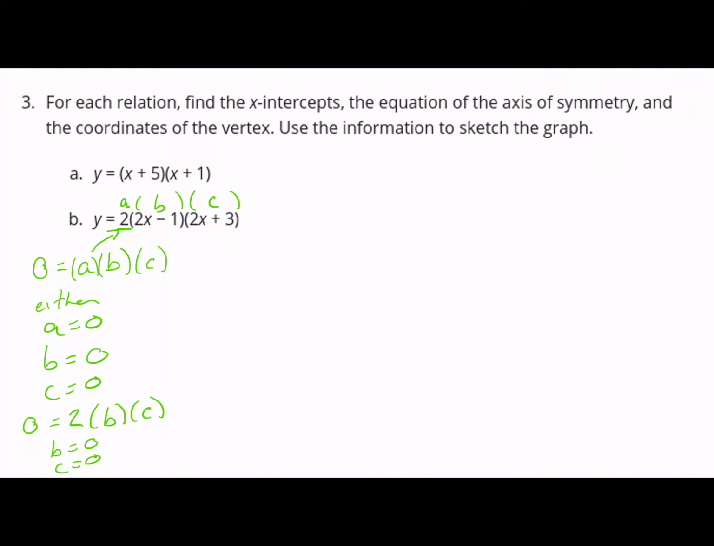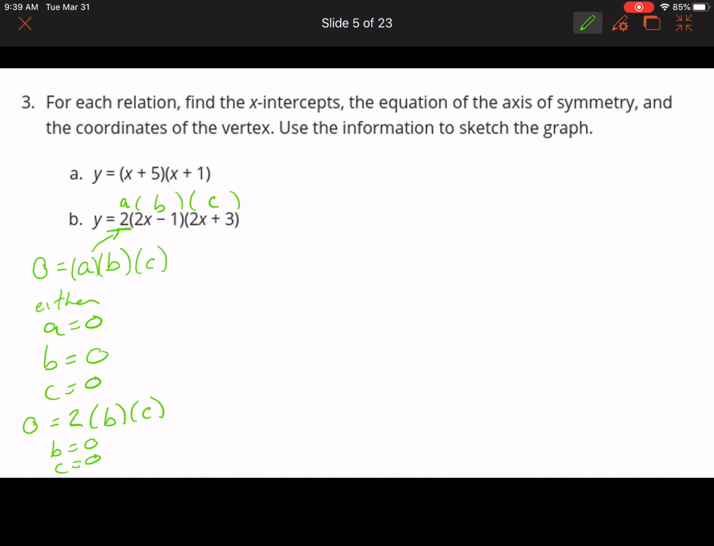So we know the 2 is just a 2. It's not going to change anything, but we know whatever's in the brackets for B and whatever's in the brackets for C, either one of those, or at least one of those, needs to be 0. So we can, just as the way we always did, 2x minus 1 can equal 0. We can solve for that. Again, the 1 crosses over the sign.